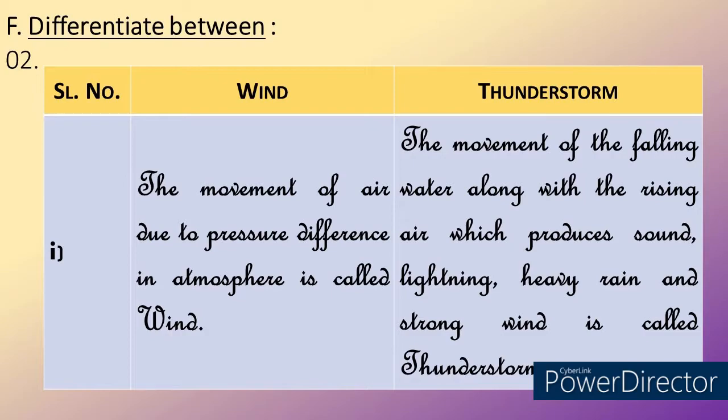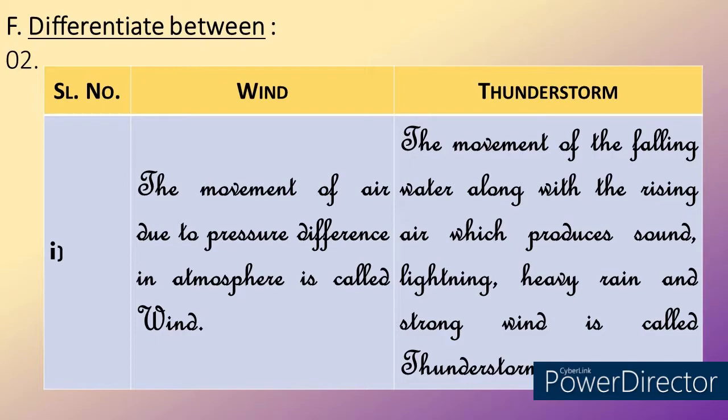One is falling water, that is rain. The second one is the rising air. The third one is sound produced, that is none other than the thunder. We have learned in the lesson that thunder is formed due to sudden expansion of air. Then the fourth one is lightning, which I have also said is when the charged dust particles in the clouds collide with other charged dust particles, positive with negative, resulting in lightning. We have learned this in the lesson.